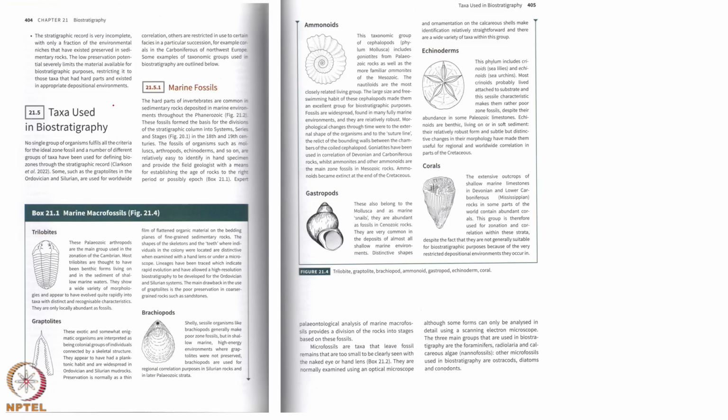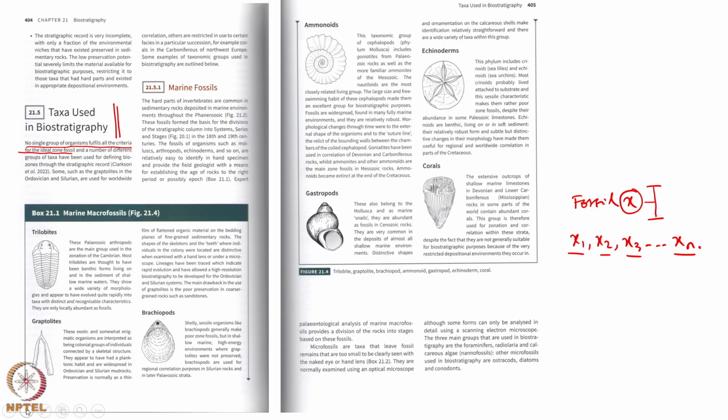Let us look at the taxa which are commonly used in biostratigraphy. This is not an exhaustive list, but to give a basic idea. It is interesting to note that no single group of organisms fulfills all the criteria for the ideal zone fossils, and it is very difficult to say that fossil X can serve purpose for a very long range of time. By the way, in that case it is no more a zone fossil. We are expecting as zone fossil several of the species at different shorter time intervals to work.